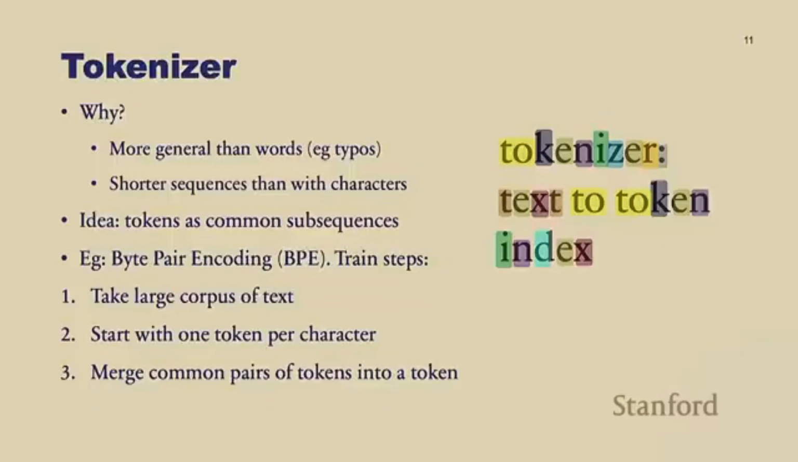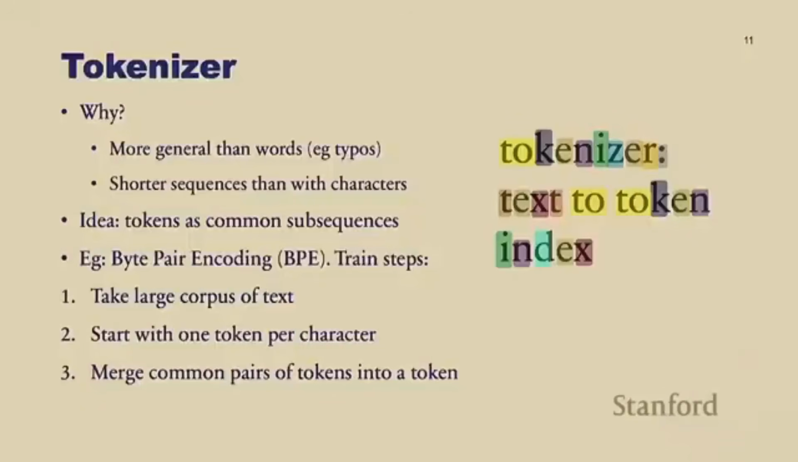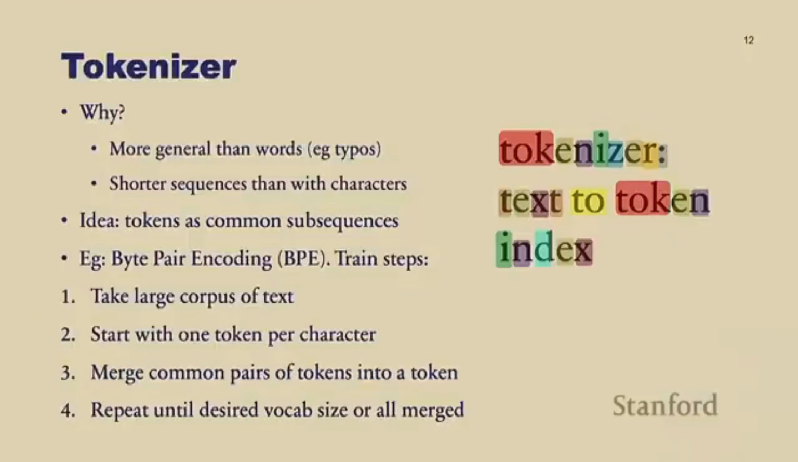And then you go through your text, and every time you see pairs of tokens that are very common, the most common pair of tokens, you merge them. So here you see 3 times the tokens T and O next to each other, so you're just going to say this is a new token. And then you continue, you repeat that.